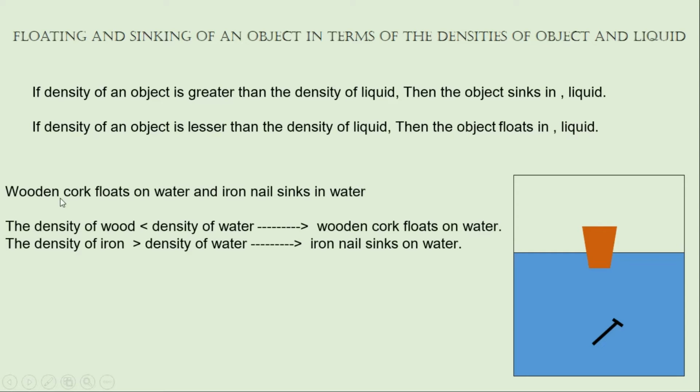We know that a wooden cork floats on water and an iron nail sinks. Why? Because the density of wood is less than the density of water, so the wooden cork floats. On the other hand, the density of iron is greater than the density of water. Hence, the iron nail sinks.